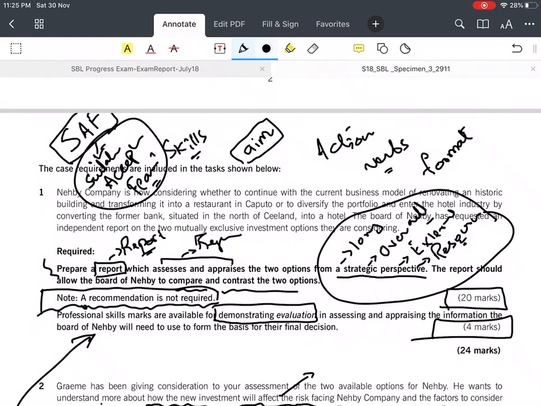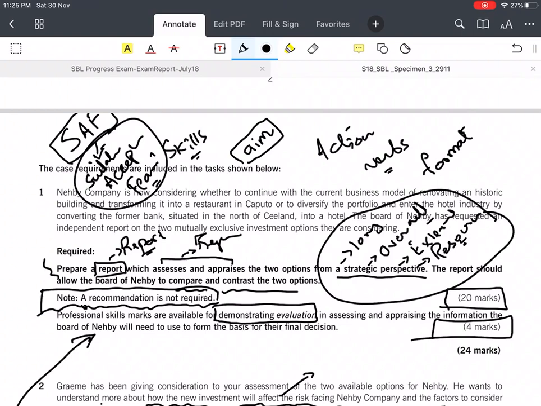Then comes acceptability. Whenever it comes to acceptability, you have to keep stakeholders in mind, one by one. The primary stakeholders will be the shareholders. In this case, it will be the board and the CEO, because they are the only shareholders in the business. So you have to look at it from their perspective. And what do shareholders need? They need an increase in their shareholder wealth.